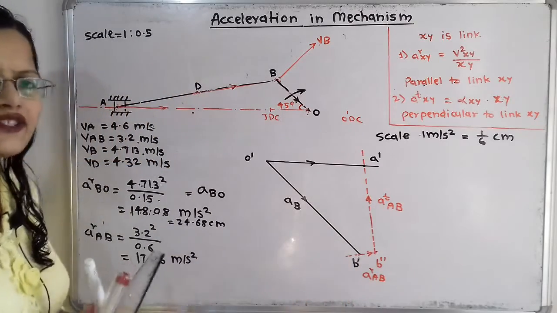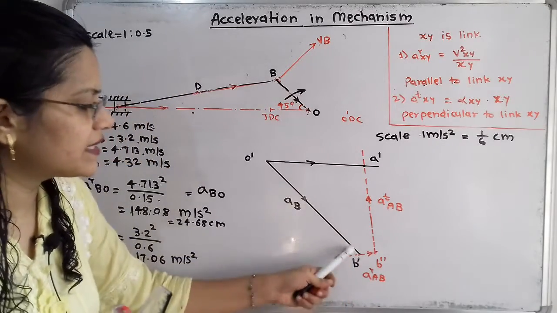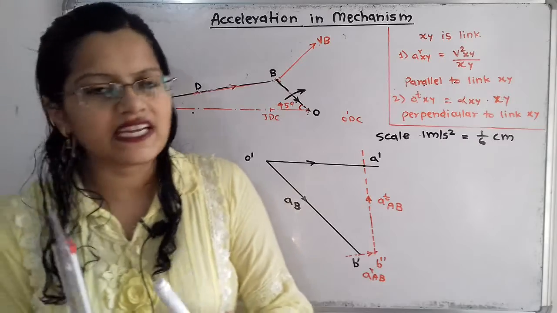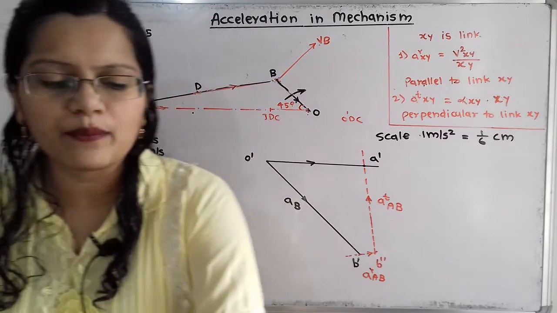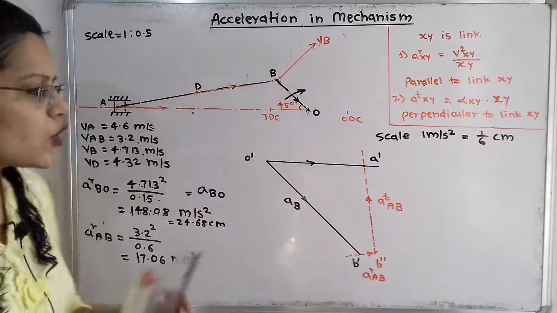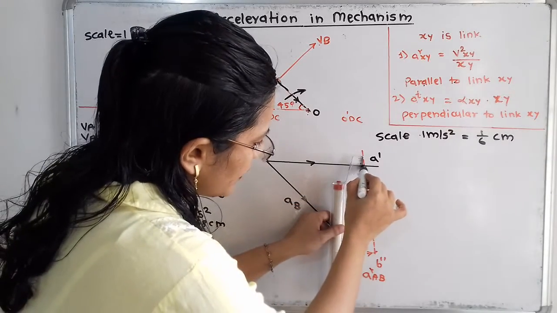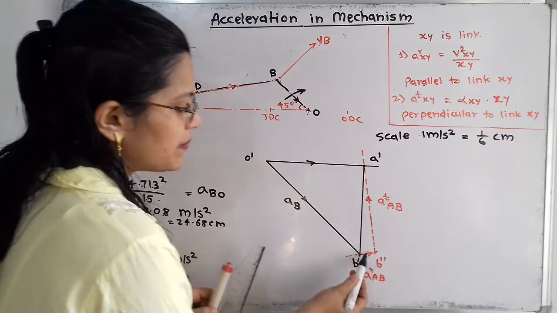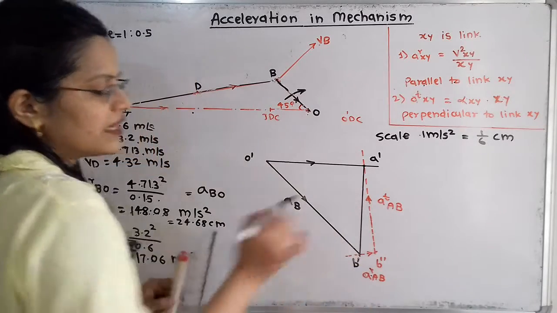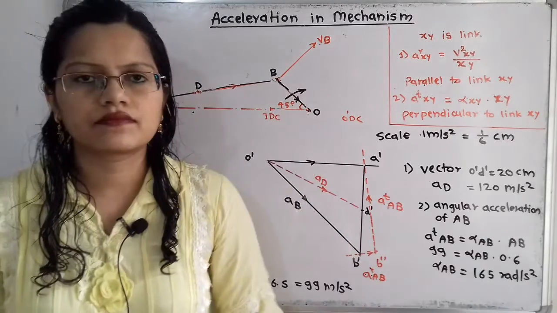Now if I join here this A dash and B dash, that is the end point of this radial component and tangential component, then I will get the total acceleration. So I will use here the black marker. Remember that we have to use red markers for only radial component and tangential component.